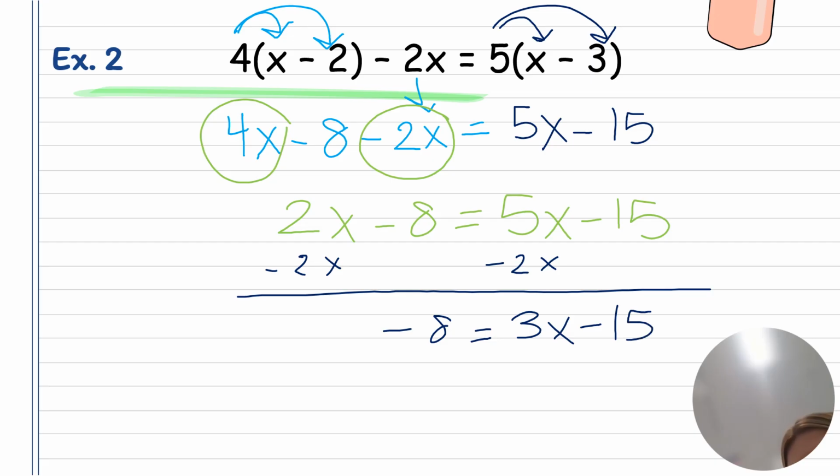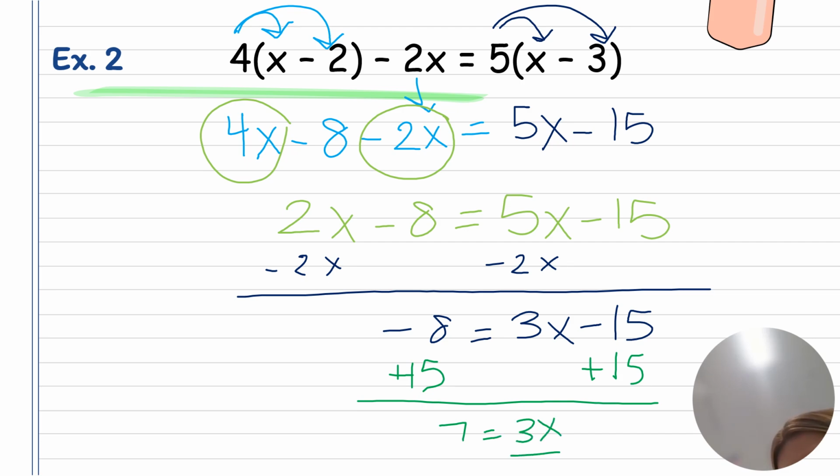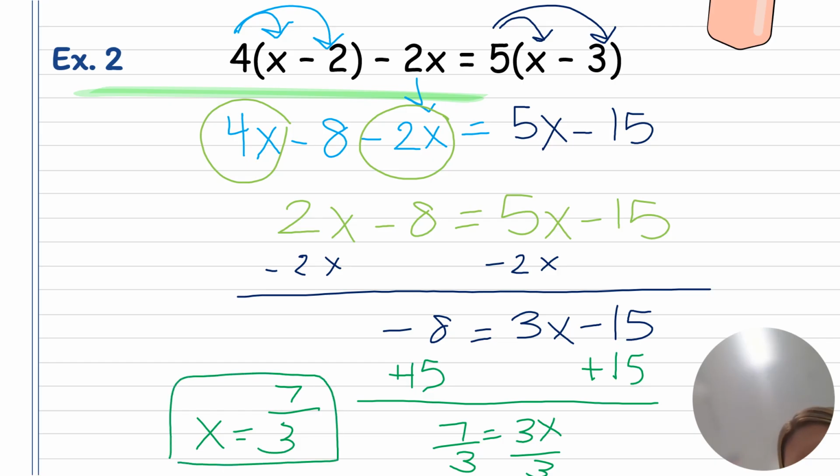So again, I want x all alone. That 15 is in the way, so let's bring it over. On the left, I'm left with, oh, forgot my 1. There we go. I'm left with 7 equals 3x. Divide both sides by 3. X is equal to 7 over 3. Improper fraction. I have my x equals, so we are all set.